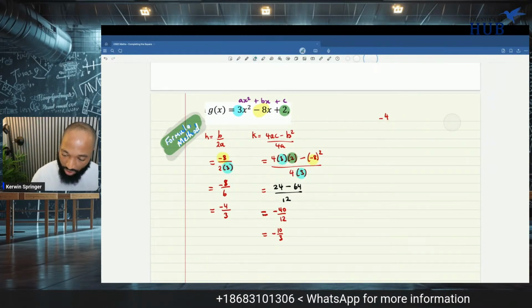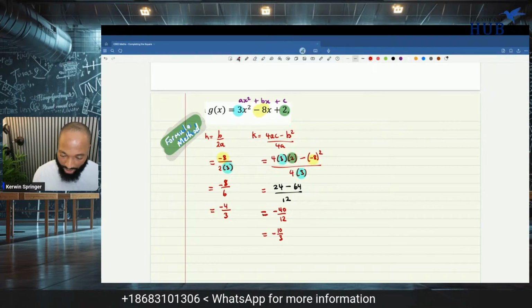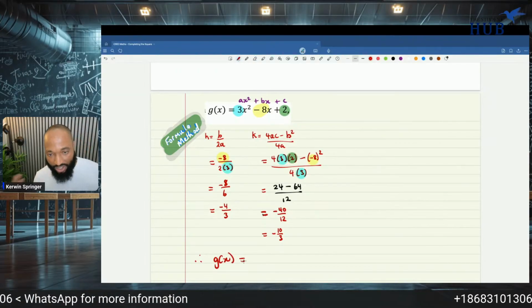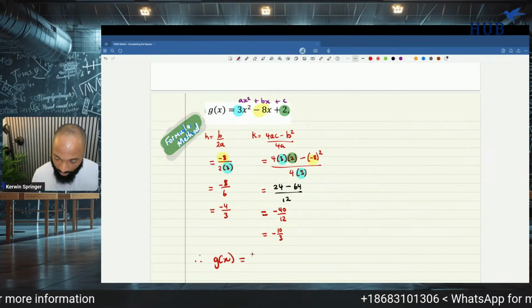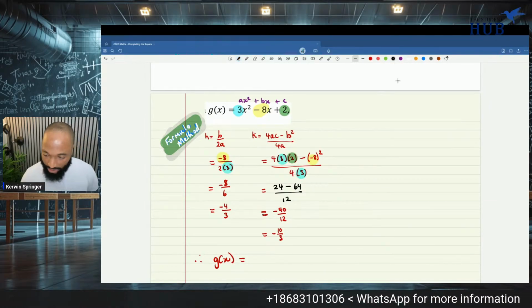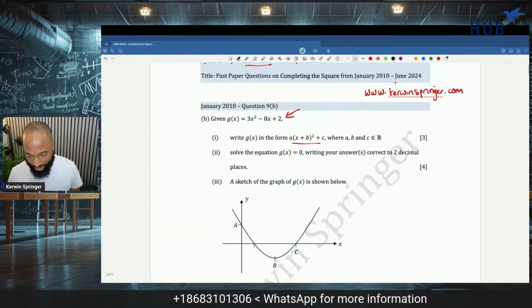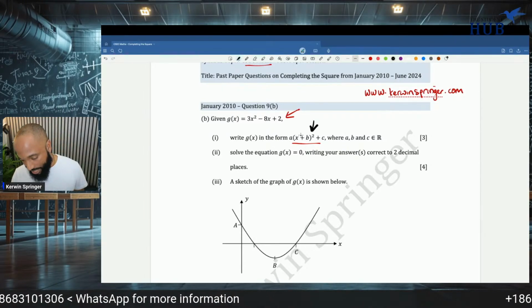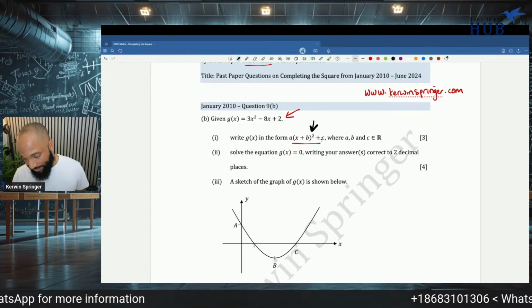So now that we have our values, this is the formula method, and now that we have our values of H and K, we can say, therefore, G of X, which is what we were trying to find in a new form, is equal to, and be reminded that the form looks like this.